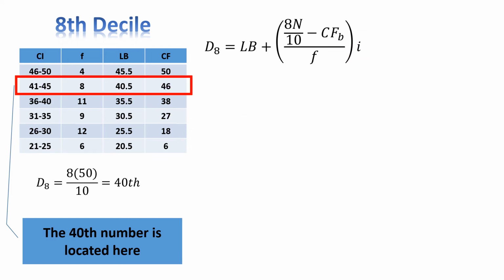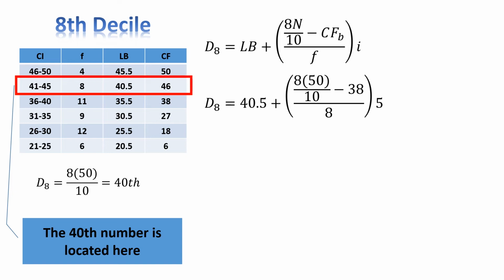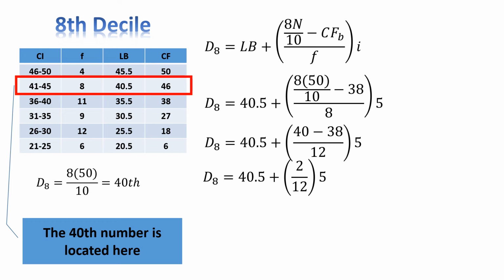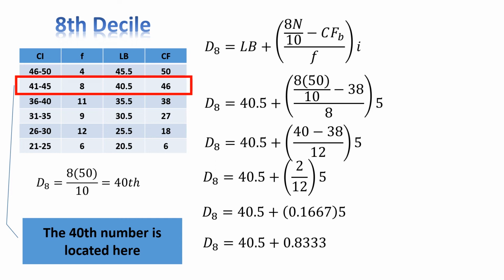So, let's substitute the value. So, lower boundary natin ay 40.5 plus 8 times n, that's 50, divided by 10 minus 38, divided by 8 times 5. So, solve natin yung 8 times 50 divided by 10, that's 40, minus 38 ay 2 over 8. That will give us 0.25 times 5.